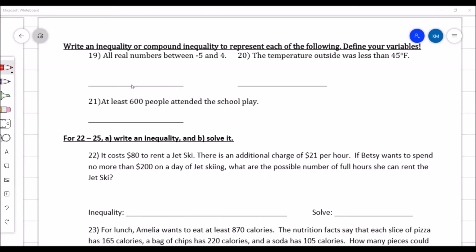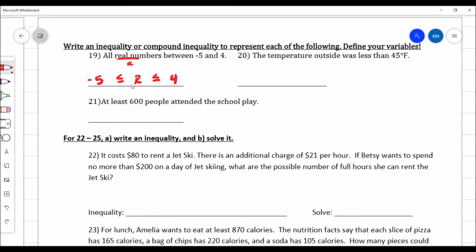So, all real numbers between -5 and 4. I'm going to take this "between" to mean that it includes the endpoints. So -5, 4. I'm going to put R as the real numbers. And so that means the number has to be greater than or equal to -5 and less than or equal to 4.